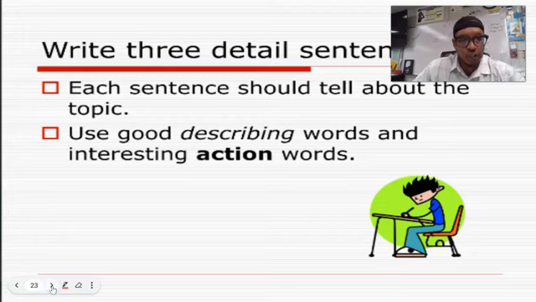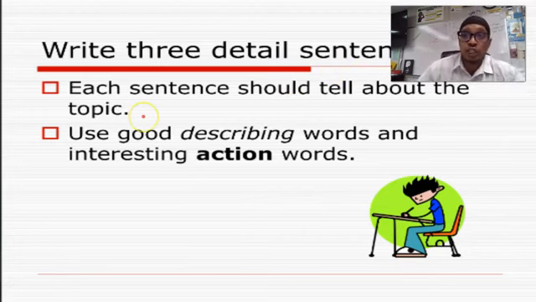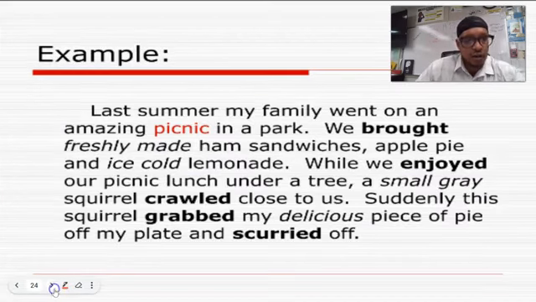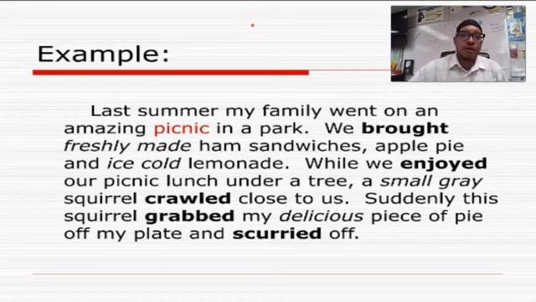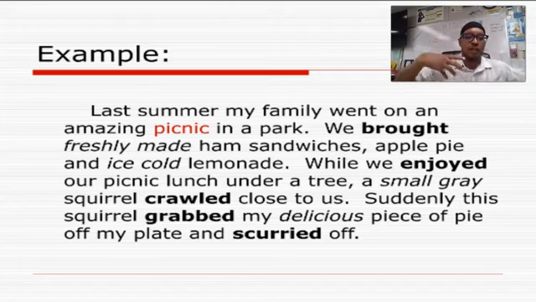Okay, all right, cool. Let's go on to the next thing. After this, you're going to want 3 detailed sentences, and each sentence should tell about the topic. So they should connect to the fact that the picnic they had was amazing. All right, cool. Now, let's read this. Last summer, my family went on an amazing picnic in a park. We brought freshly made ham sandwiches, apple pie, ice cold lemonade while we enjoyed our picnic lunch under a tree. A small gray squirrel crawled close to us, and suddenly this squirrel grabbed my delicious piece of pie and scurried off my plate.